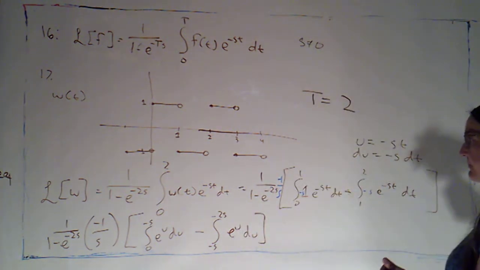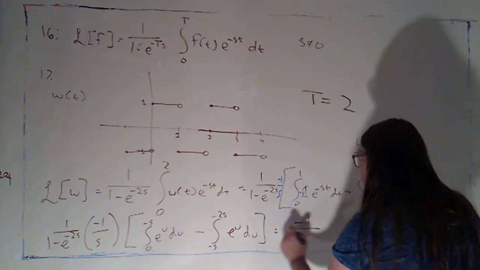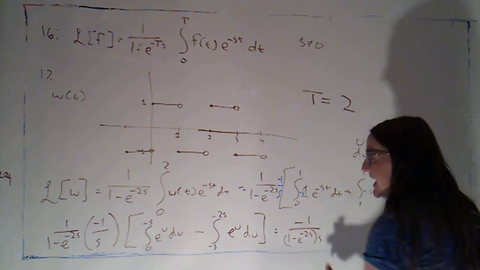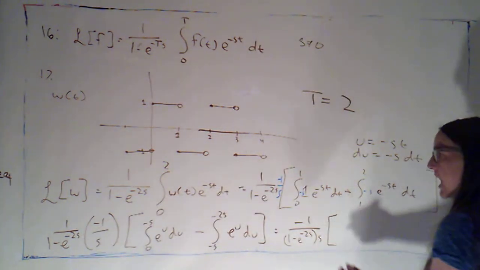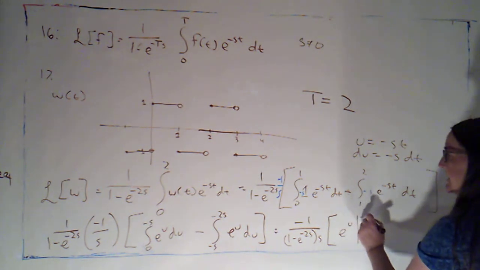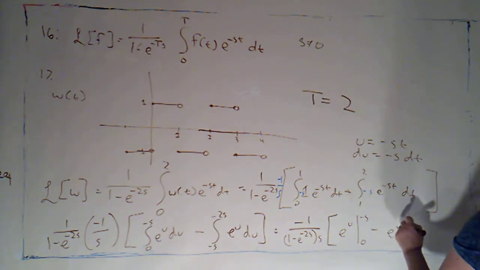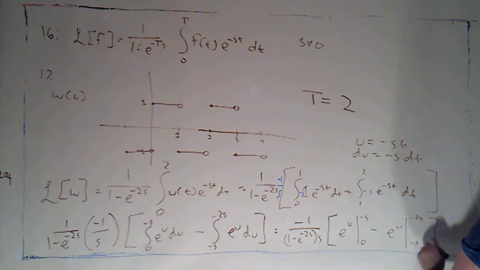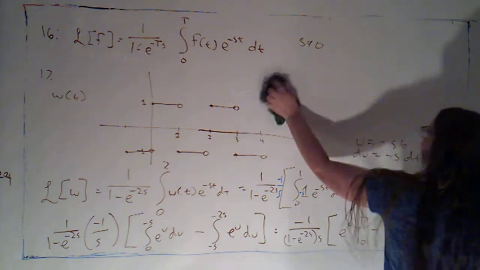Okay, so that's going to be negative 1 over 1 minus e to the negative 2s times s, just sort of combining those into one fraction, times, we're going to get e to the u evaluated between negative s and 0, minus e to the u evaluated between negative 2s and negative s. Okay, so let's clear some space.